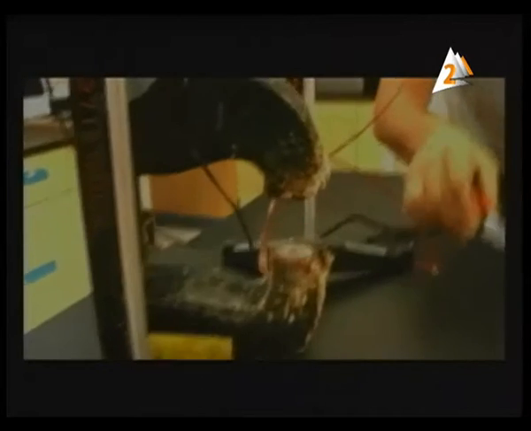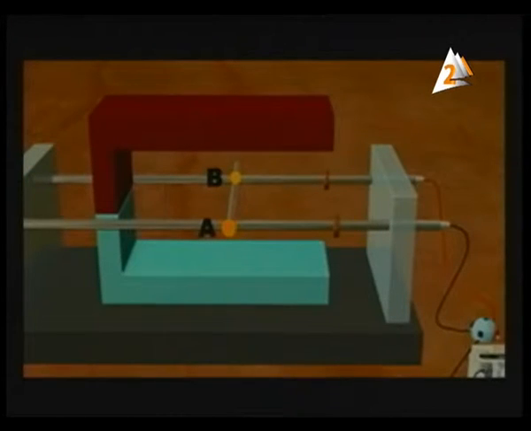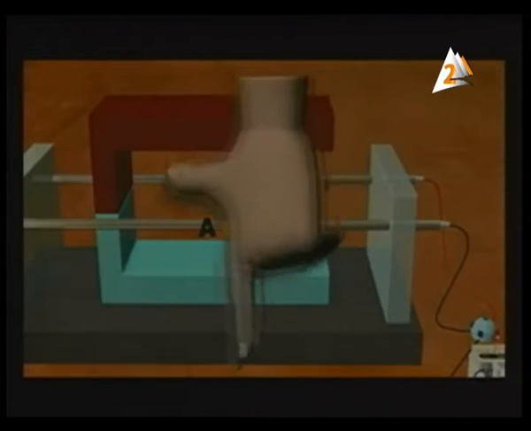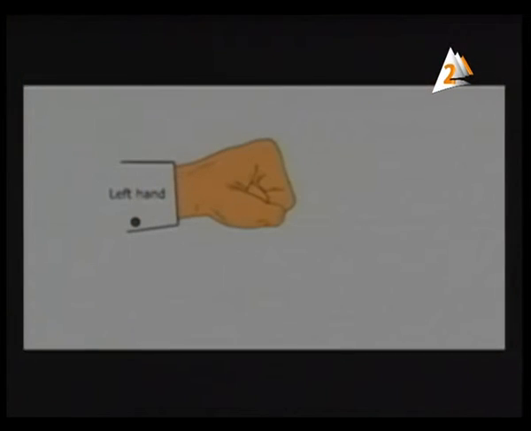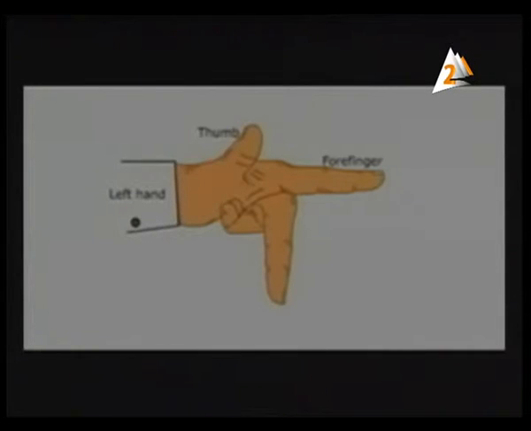And now, talking about Fleming's left-hand rule. What about Fleming's left-hand rule? Yes, Fleming's left-hand rule is used for the determination of the direction of force when a current causes motion. The thumb indicates motion, the forefinger indicates field, and the second finger indicates the direction of the current.